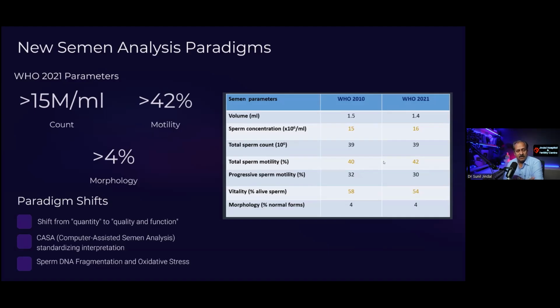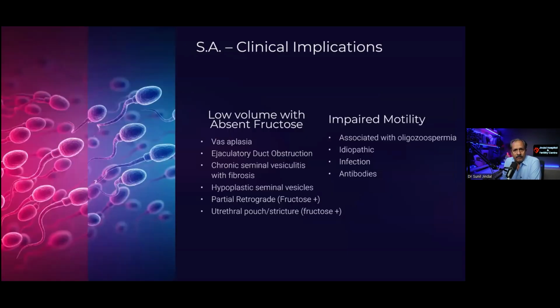This is the cutoff of the 5th percentile. People above this may not get pregnant and people below this might not get pregnant, but this is a value of the 5th percentile. Now the second is, CASA has been put in as a standard interpretation, and sperm DNA fragmentation and oxidative stress, which earlier people did not bring into the previous manual, are a part of it now.